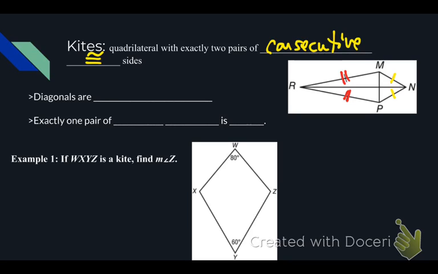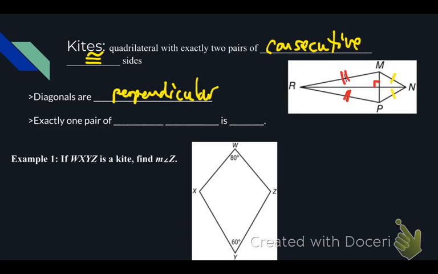A couple key properties here. The diagonals are as they look. They are perpendicular. So we can mark a right angle there in the center where the diagonals cross.